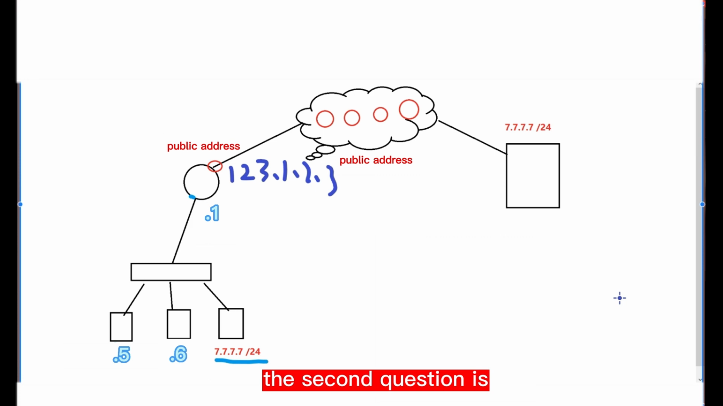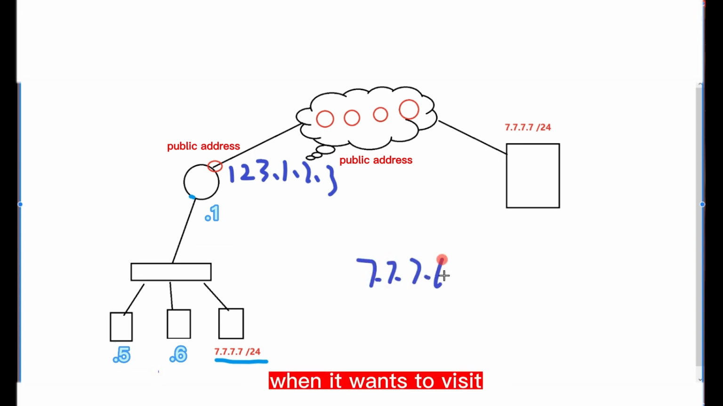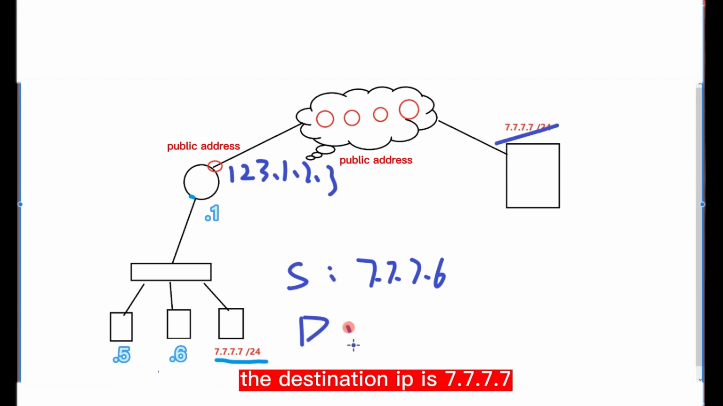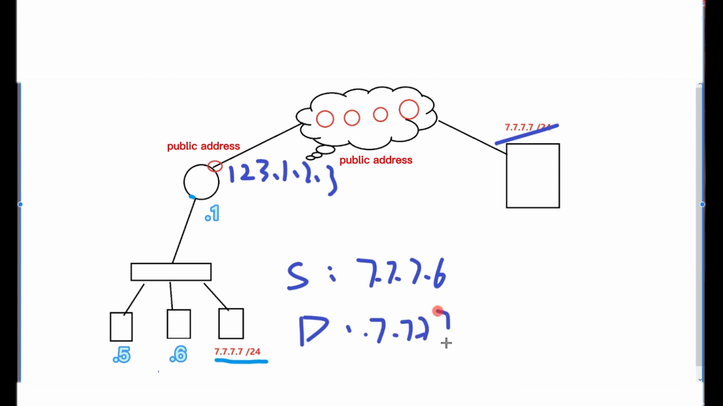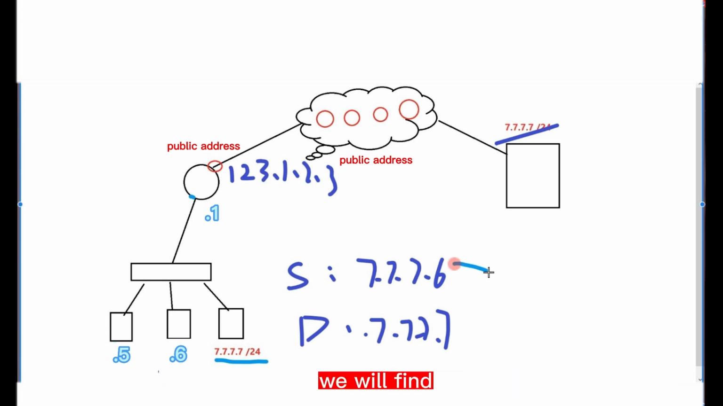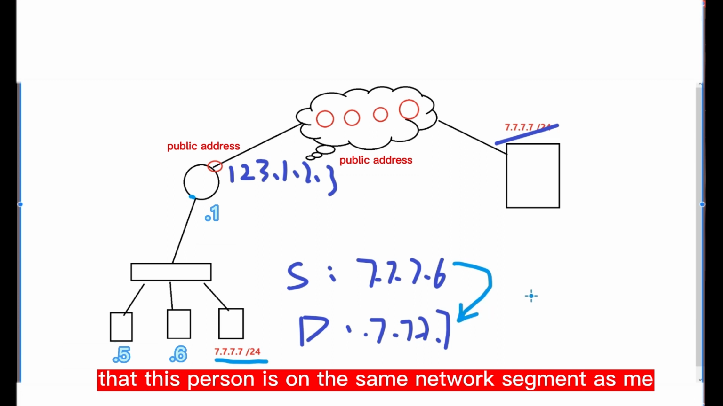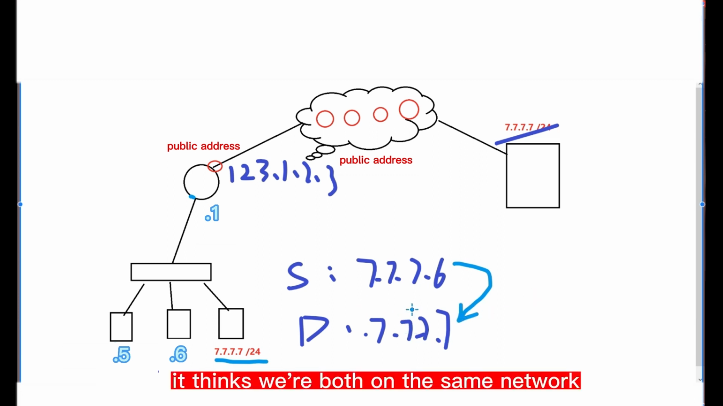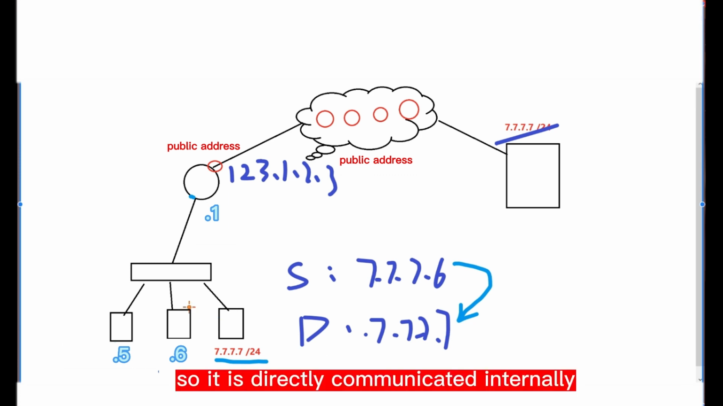The second question is, if your address is wrongly configured, it does not affect the internal communication between you and others. The intranet is accessible. But for 7.7.7.6 on the left, when it wants to visit, the source IP is itself. The destination IP is 7.7.7.7. It wants to access Google. But since this device computes locally, it finds that this address is on the same network segment as me. It thinks we're both on the same network. So it communicates directly internally.